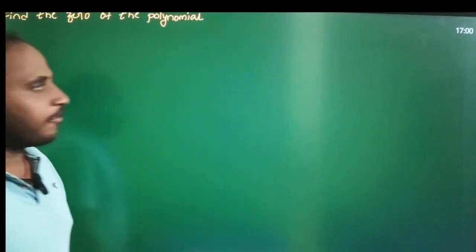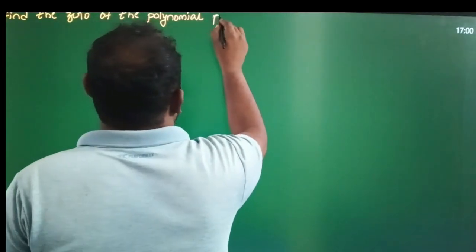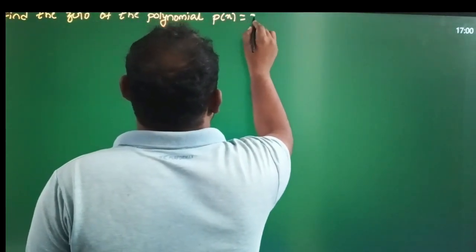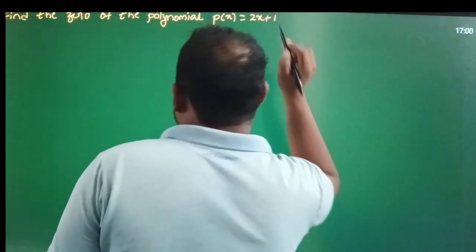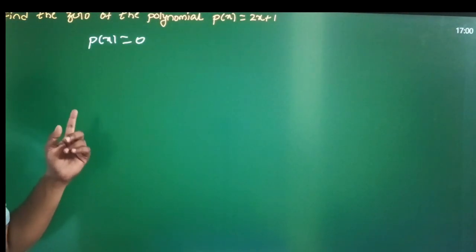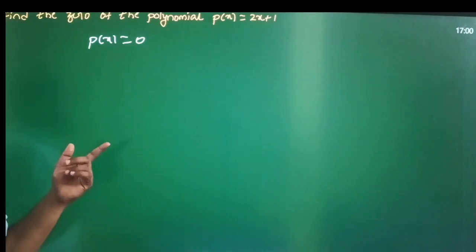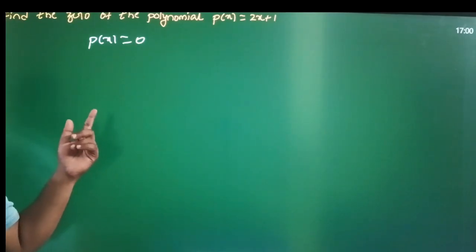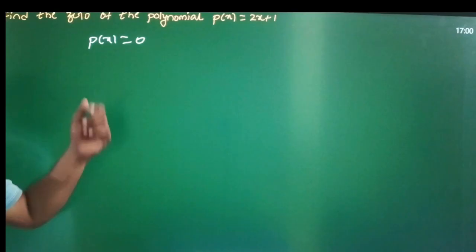Find the 0 of the polynomial p of x equals 2x plus 1. The value of the polynomial is 0. If x equals something, then the value of the polynomial is 0, and that is the 0 of the polynomial.